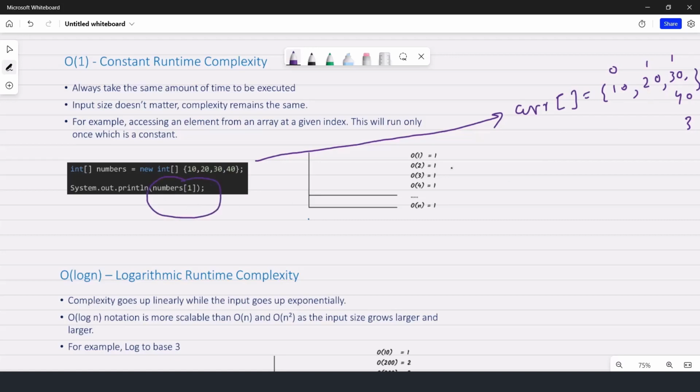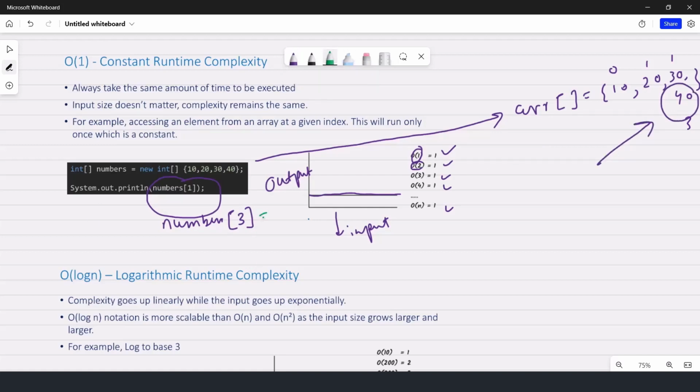It is not considering anything: if this is the input and this is the output, you see the output remains parallel to the x-axis. It means whether we give 1 or 2, the output time is still 1, 1, 1, 1, 1 in each case. Now if I want to access, let's say, index 3, what does that mean? It is trying to access the 40. What output will it give? It will give 40 directly.